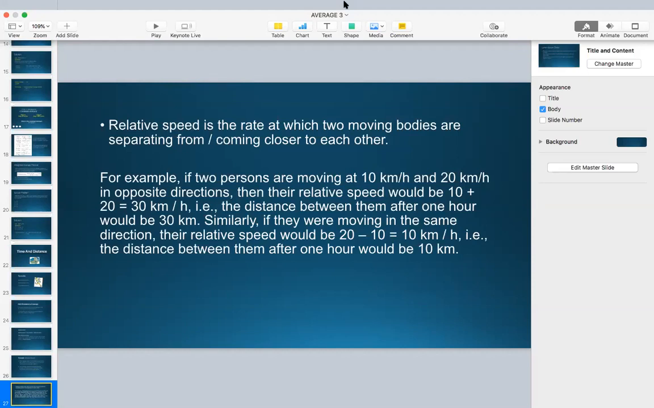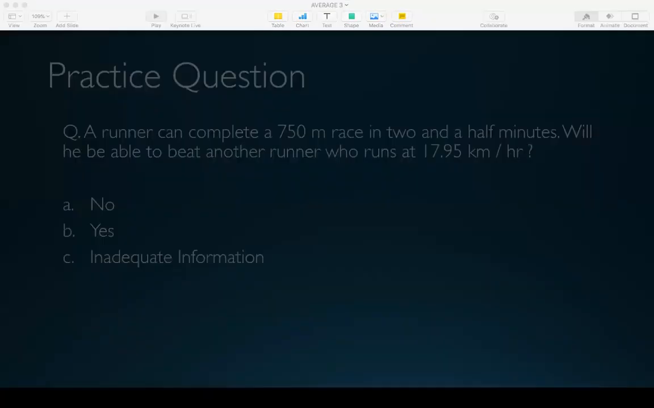So the concept of relative speed is nothing but it tells us the rate at which the moving bodies are separating from each other or coming closer to each other. If we just want to round it up, we will say that when they're moving in same direction, take the difference. When they're moving in opposite direction, we will simply take the addition. Now try to answer this question.